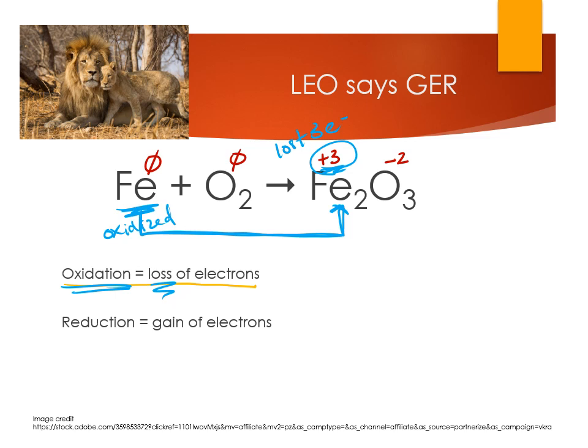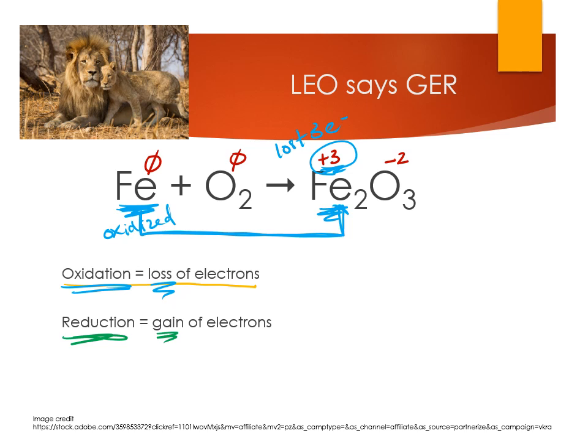Oxidation is the loss of electrons. Iron went from a 0 charge, it had all its electrons, to a +3 charge. It lost 3 electrons. Iron was oxidized. Meanwhile, oxygen was reduced.